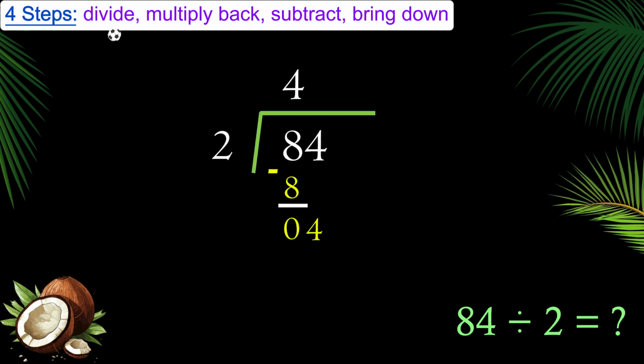Divide. 4 divided by 2 equals 2. Write 2 on top, above the 4. Multiply back. 2 times 2 equals 4. Subtract. 4 minus 4 equals 0. No numbers left to bring down. So we're done. Final answer: 42.